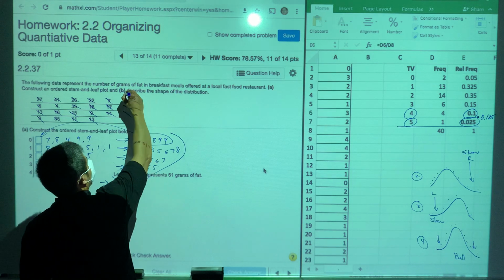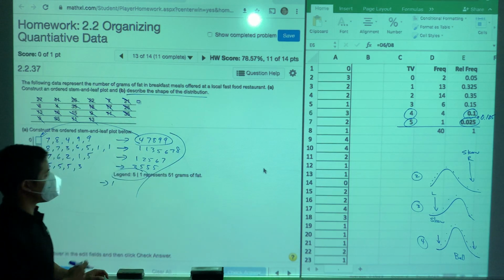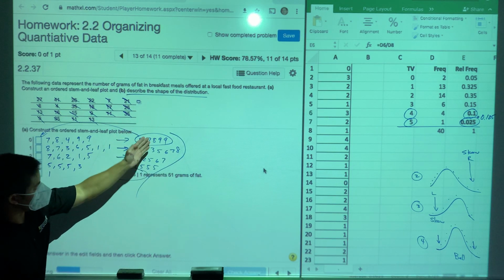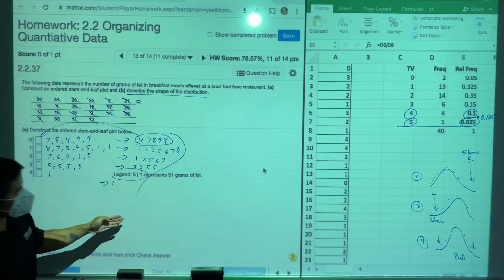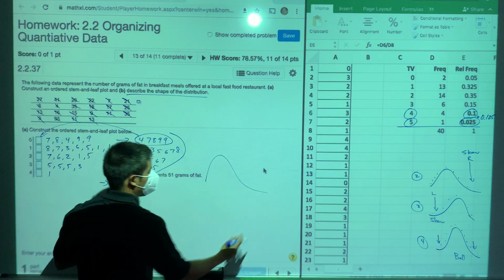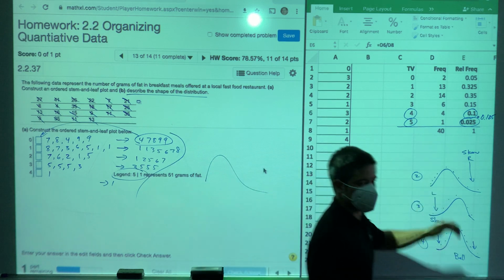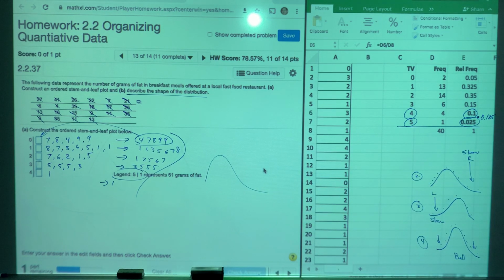But they ask you in part B, describe the shape of the distribution. Mine is heavy on the front end and trails off, which would give me a shape like that, which we know is skewed to the right. Make sense, everybody? Okay. So I kind of rushed through that problem, but hopefully that gives you an idea of how to deal with it, okay?